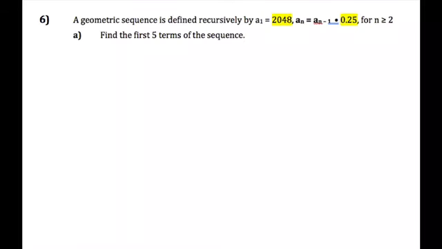Okay, here's number 6. You are going to go ahead and put in 2048 for a sub 1, and you're going to be multiplying by 0.25. Go ahead and find the first 5 terms of the sequence.